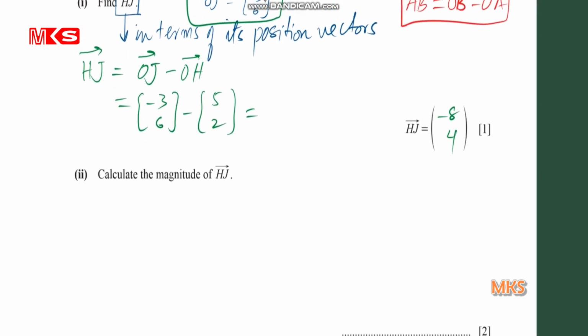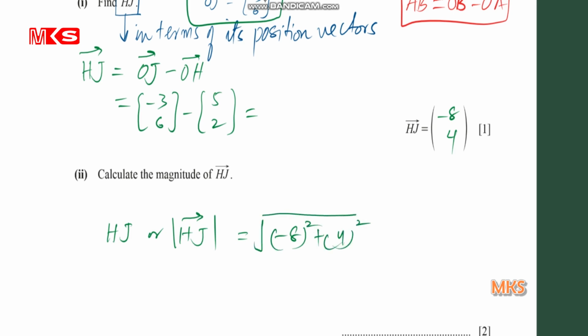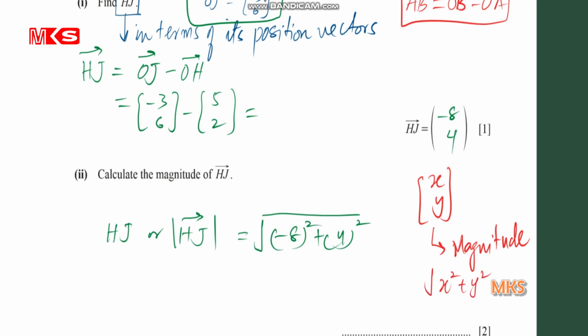To find the magnitude, we can write this as simply |HJ|, the vector HJ enclosed by two straight lines. So we take x squared plus y squared and then the square root. Means if there is a vector (x, y) written in the form of a column vector, its magnitude, which is basically the length of that vector, will be the square root of x squared plus y squared. Hence it will be -8 squared is 64 plus 4 squared is 16.